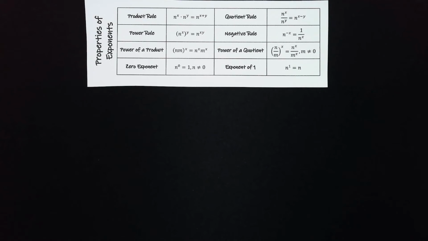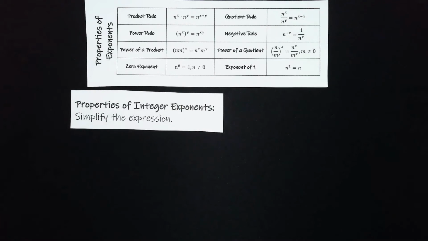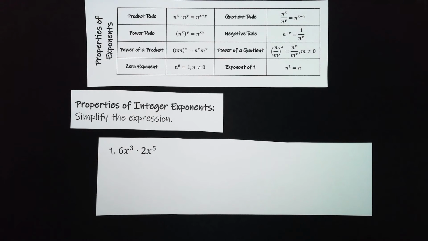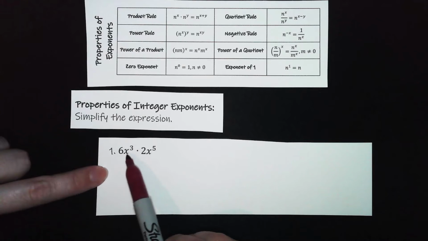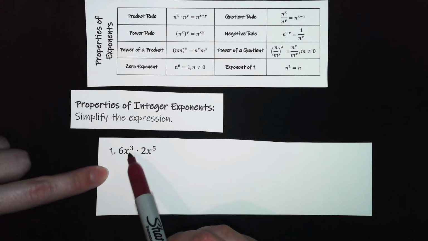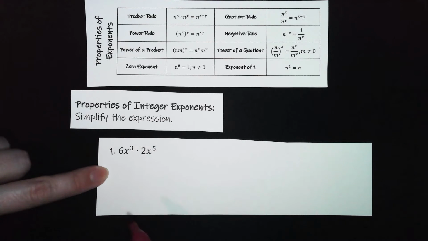And what we are going to now do is simplify expressions, okay? So we're going to start with number 1. All right, so it says we have 6x cubed times 2x to the 5th. So I have a couple of things here. I actually have 4 terms being multiplied together. I have a 6 times an x cubed times a 2 times an x to the 5th.